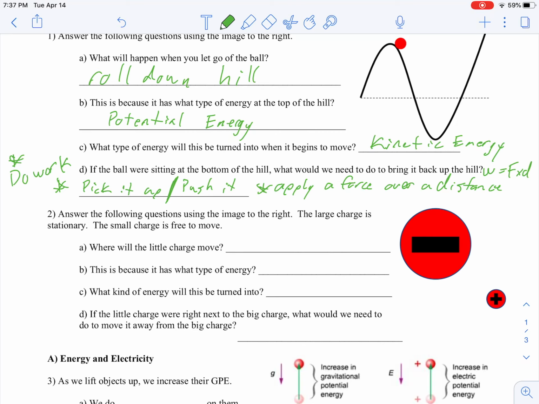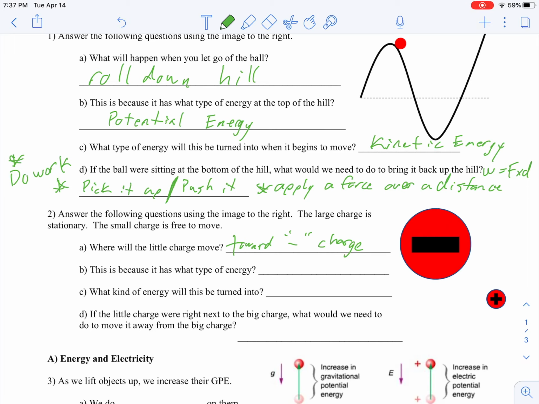It says answer the following questions using the image to the right. The large charge is stationary. The small charge is free to move. Where would the little charge move? Well, the little charge is positive. The big charge is negative. So where would the little charge move? It's going to move toward the big or negative charge.